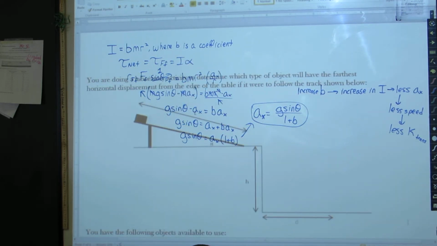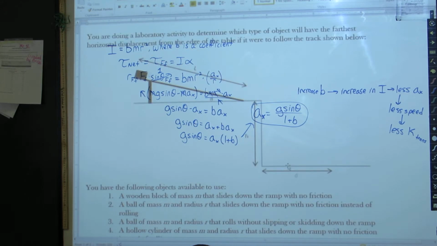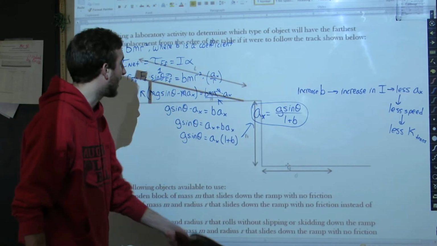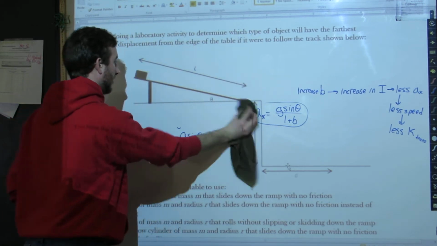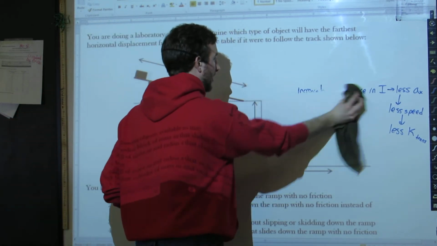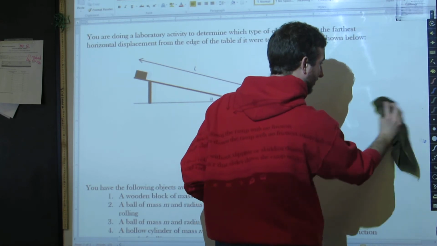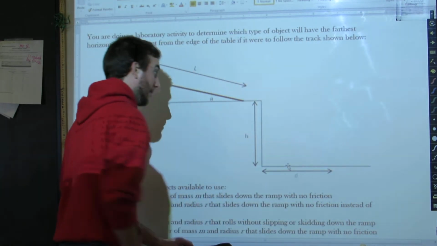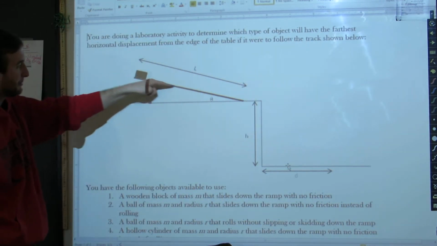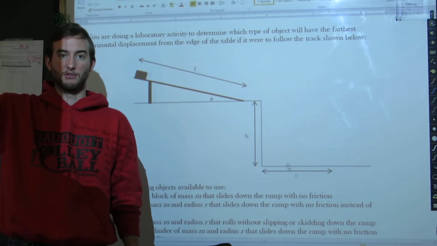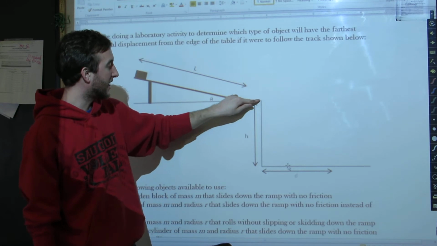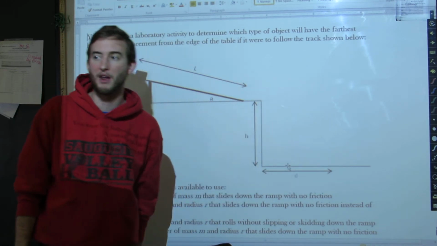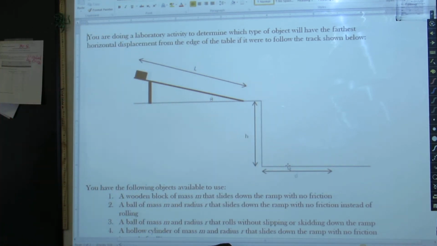Okay? So let's say you are doing a lab experiment to determine which type of object will have the farthest horizontal displacement from the edge of the table if it were to follow the track shown below. Now this is actually a question, I believe I used it on a midterm at some point. You have a ramp up here. Imagine we put a ramp on one of those tables, okay? We allowed the object to slide or roll down the ramp. There's a little horizontal spot and then it goes, okay? We want to figure out how fast it goes, or basically how far away it ends up.